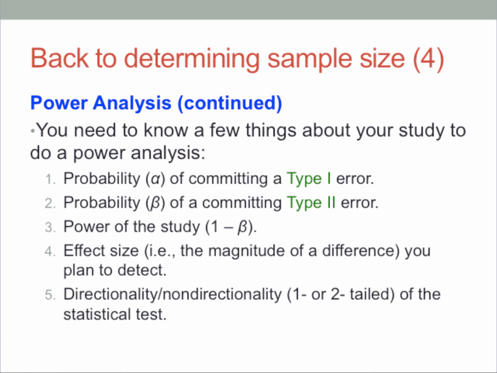Do you posit that one group is going to be more or less than another group? Or do you posit that there is going to be a positive or a negative correlation between your two variables? If you posit that there is directionality, that one group is more or less than another, or that there is a positive or negative correlation, then you are doing a one-tailed test. And a two-tailed test, non-directionality, requires a larger sample size.